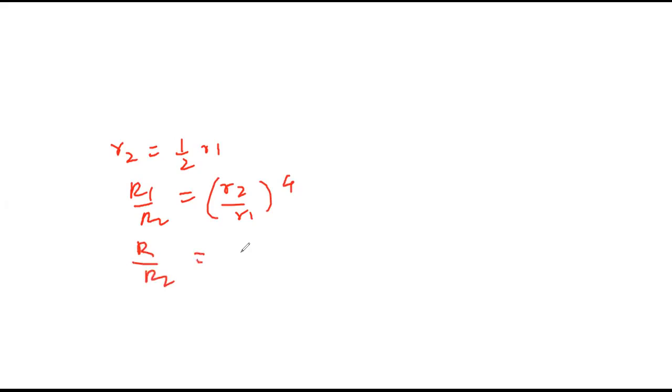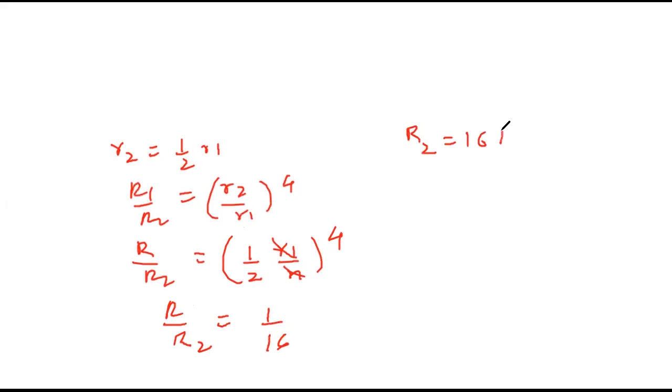Now, once you know that relation, then it is simple. They are telling the radius is half of the original radius. So R1 upon R2 will be R2 by R1 power 4. R1 is R, R2 you have to calculate. This is half of R1 upon R1 raised to 4. So R by R2 is 1 upon 16. Therefore, R2 is 16R. Okay, this is 16R, option D.